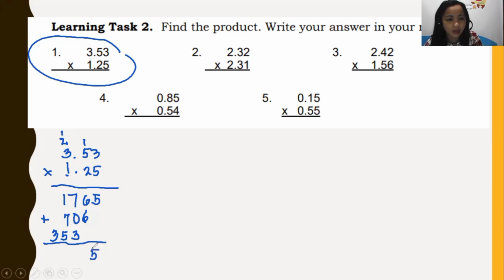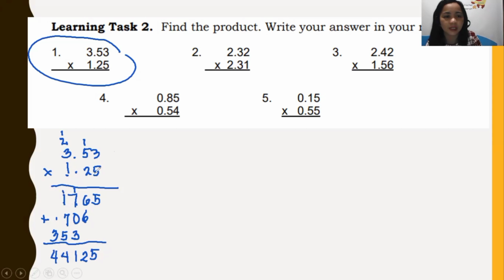We have 5. 6 plus 6 is 12. Carry 1. 1 plus 7 is 8 plus 3 is 11. 1 plus 1 is 2 plus 7 is 9. Plus 5 is 14. Carry 1 and then we have here 4.